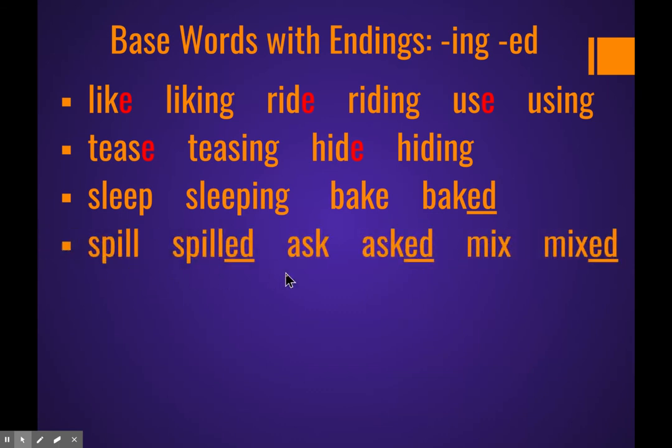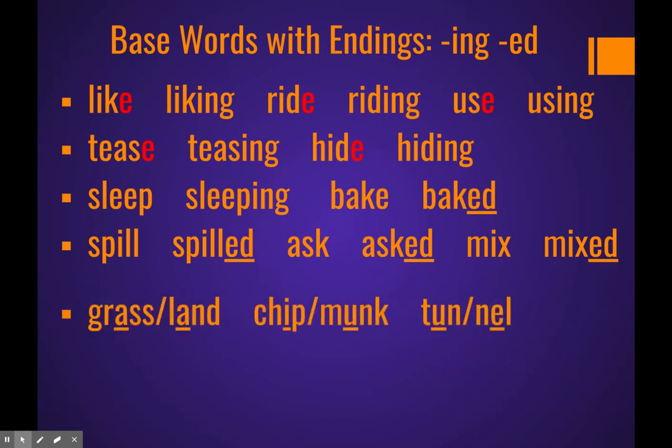Spill, spilled, ask, asked, mix, mixed. And remember the ed can make three sounds at the end of the word: a d, ed, and t sound. So be careful, because when you're talking about a verb, an action that is past tense, happening in the past, and you add the ed, you have to add the ed. You can't just add a d, or put a t there, because they do make those three sounds. Read these with me. Spill, spilled, ask, asked, mix, mixed.